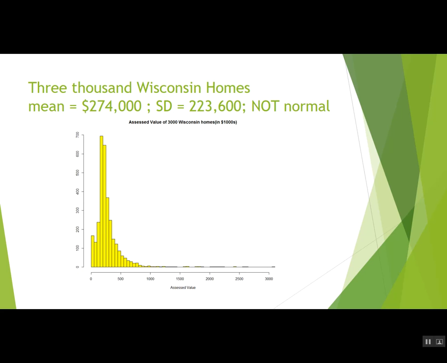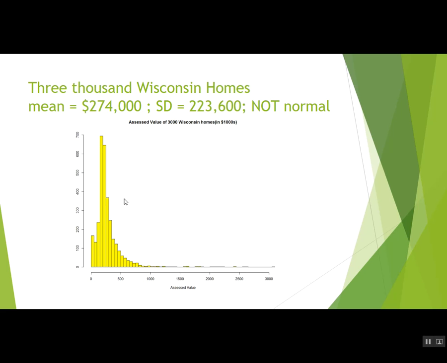So here's an example. Here's a histogram showing the assessed value for 3,000 houses in Wisconsin. The mean is 274,000. The standard deviation is almost 224,000. That's definitely not normal. It's very skewed. We can see this tail going off to the right. It's a little hard to see, but we can see it. So this is the original data.